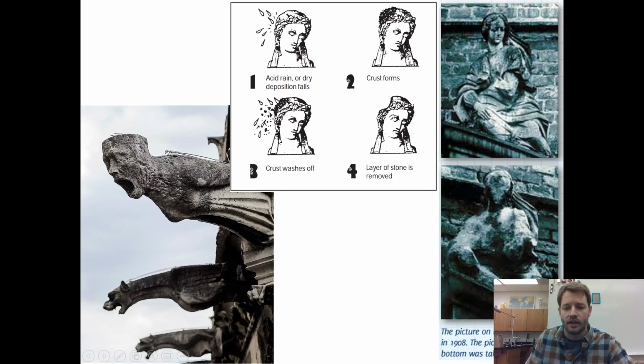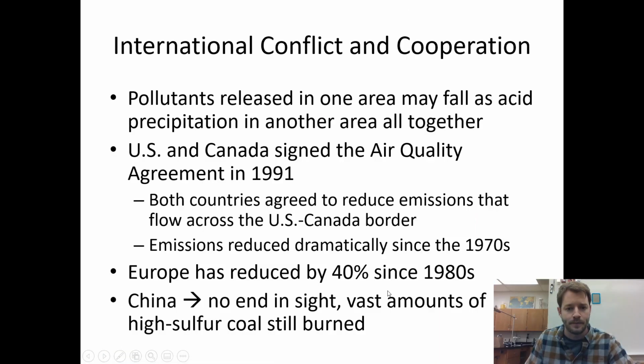And here is another statue here on the right. The picture on the top was taken in 1908, and then the picture on the bottom was taken in 1968. So over the course of 60 years, we could see the incredible loss of detail in this statue due to acid precipitation.